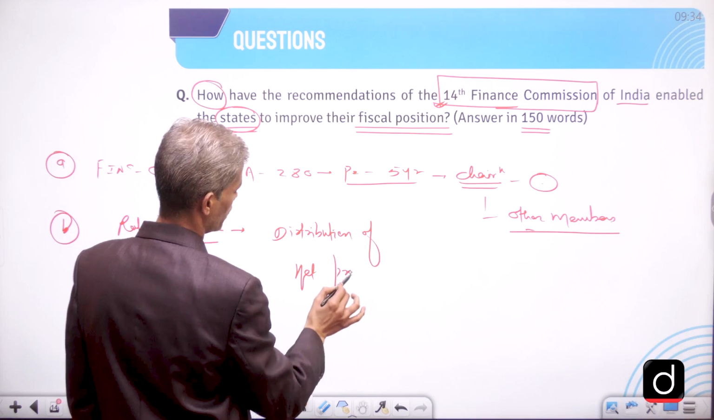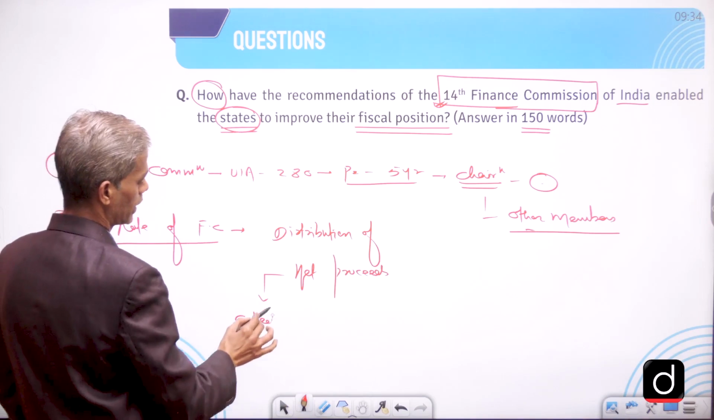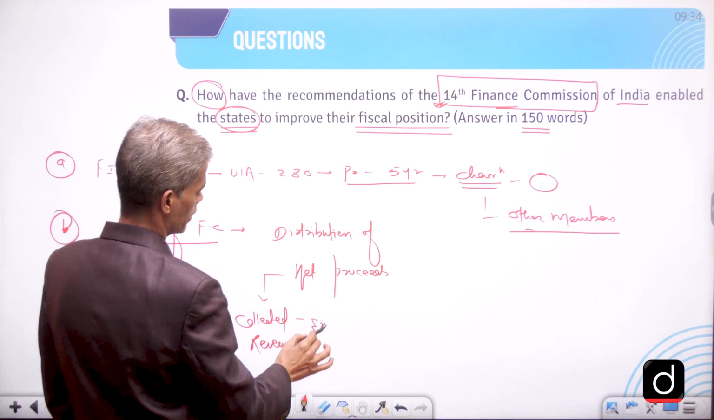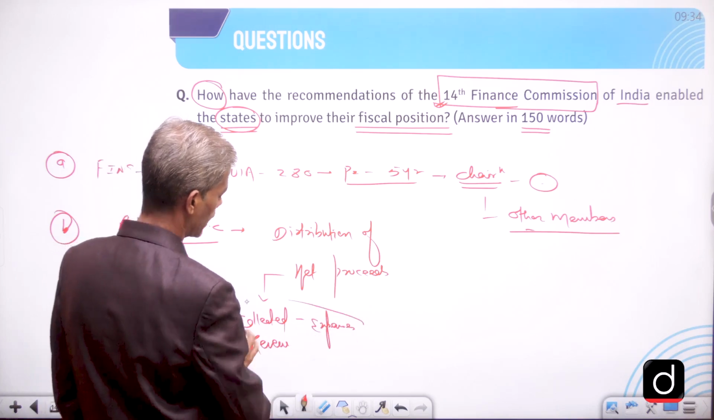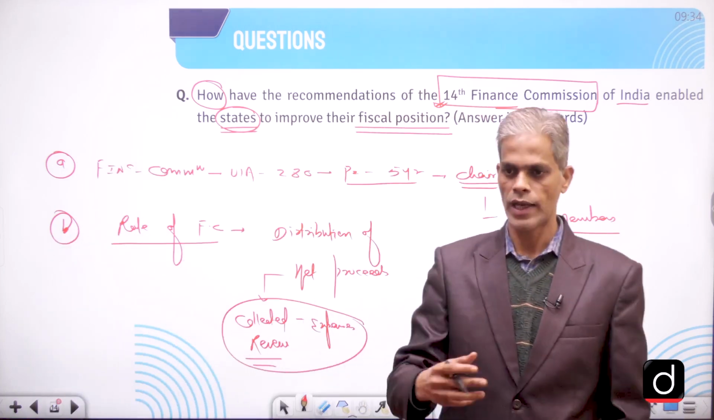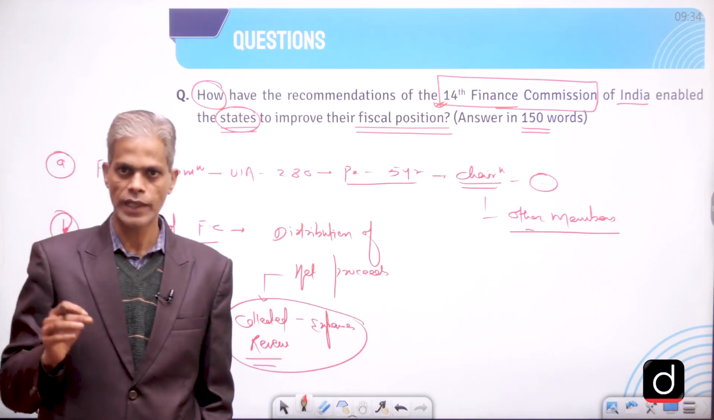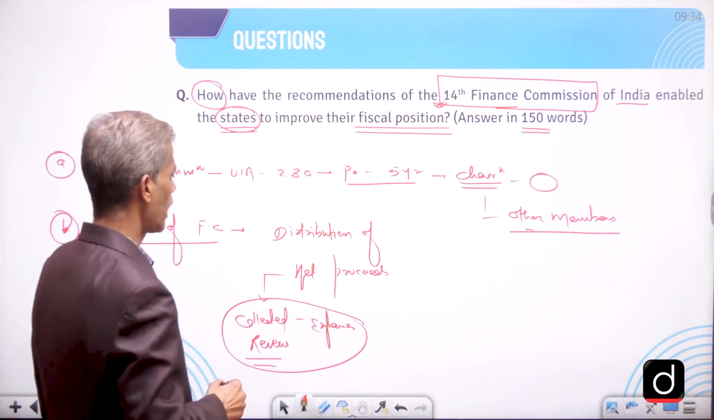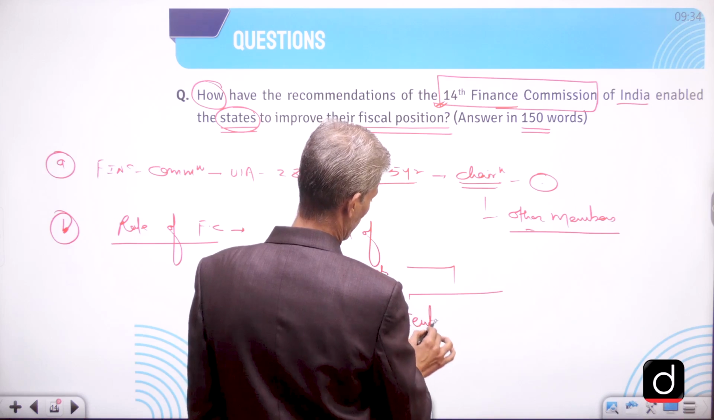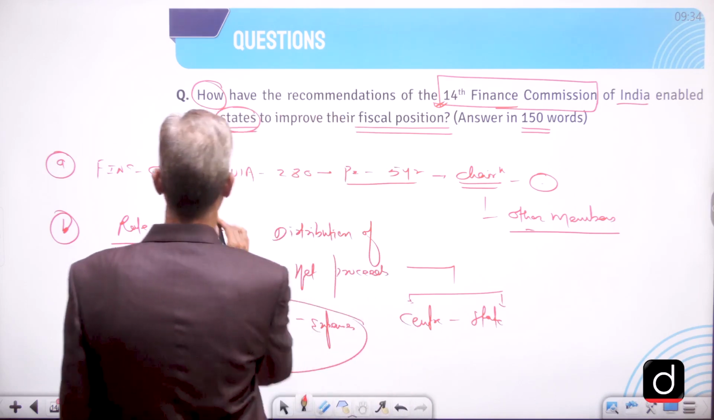When we talk about net proceeds, net means total collected revenue minus the expenses which occurred in that collection. So let's say 100 rupees is collected, and 20 rupees is utilized for the machinery, or the instrument used for collecting. The remaining is 80, and how that 80 rupees of net proceeds has to be distributed between the center and the state, that recommendation is given by the Finance Commission.